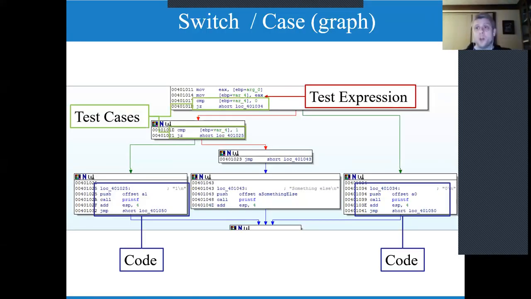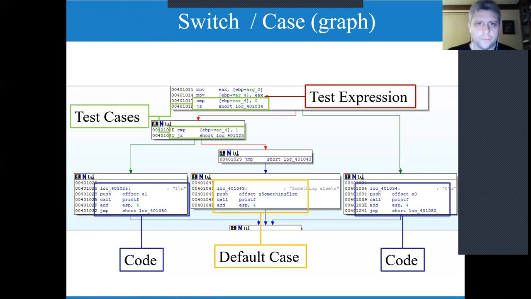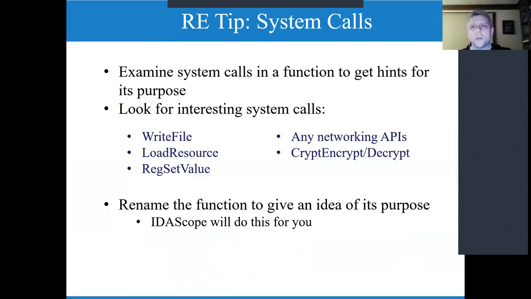All right. So now we're kind of out of the basics of looking at assembler and looking at the basic structures within programming. And we're going to start getting more into what most people consider reverse engineering. And because of that, we're going to start doing some more hands-on with some code. So I want to talk about system calls.